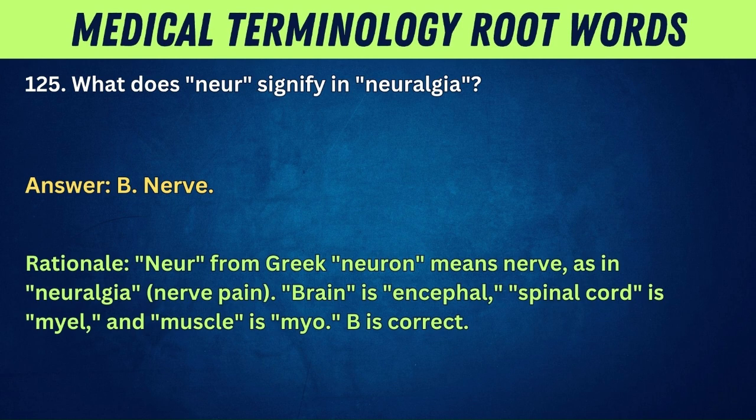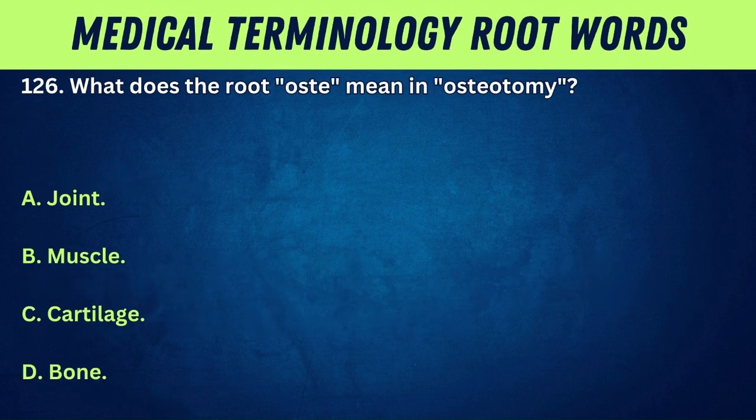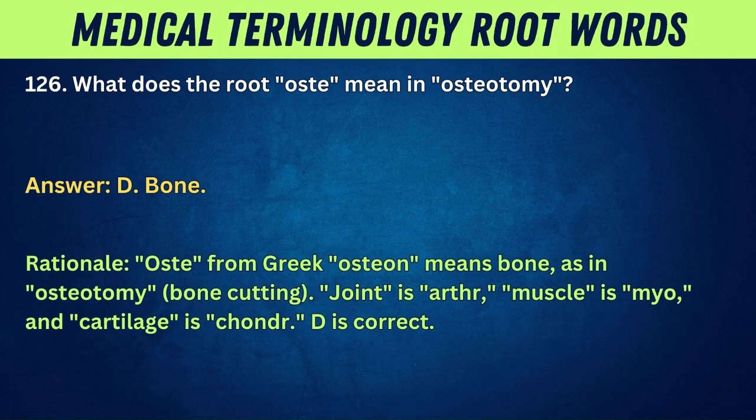B is correct. 126. What does the root ost mean in osteotomy? A. Joint. B. Muscle. C. Cartilage. D. Bone. Answer: D. Bone. Rationale: ost from Greek osteon means bone, as in osteotomy, bone cutting. Joint is arthr, muscle is myo, and cartilage is chondr.